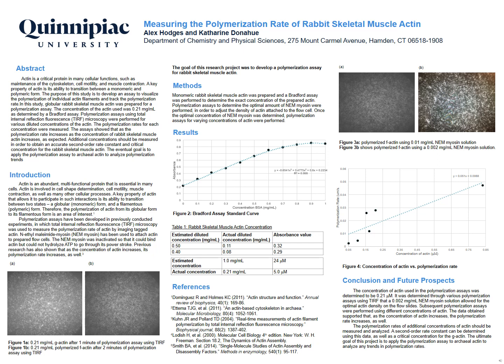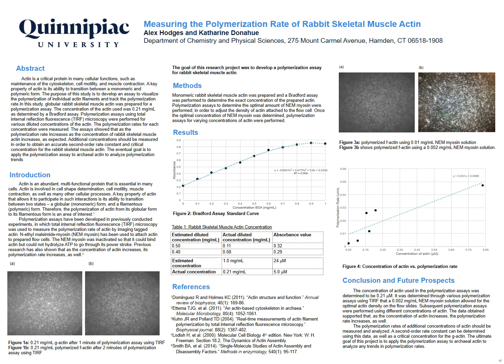Previous polymerization assays have been developed using total internal reflection fluorescence, or TIRF microscopy. These assays have also used inactivated N-ethylmaleimide myosin, or NEM myosin, as a method of attaching the actin to the flow cell for imaging. Our goal this year was to develop a polymerization assay for different concentrations of rabbit skeletal muscle actin.